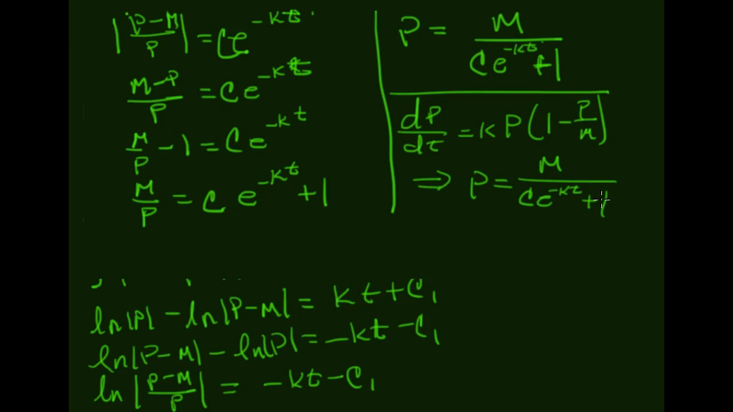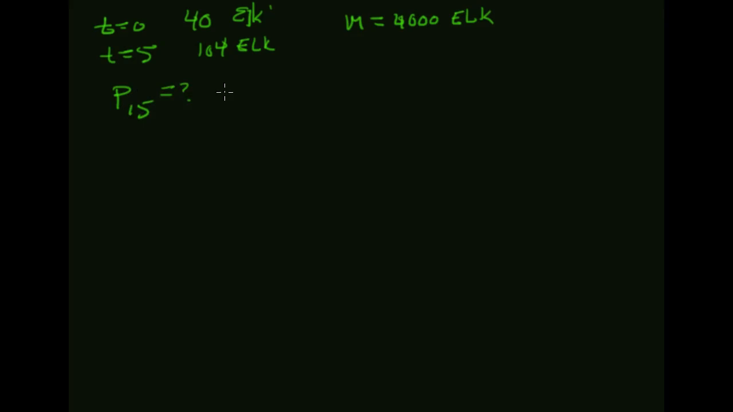Okay, so how the heck do you use this thing, right? So let's take a look at that. All right, so let's say we're on a reservation, and at time 0, there are 40 elk in this reservation. And that 5 years later, there are 104 elk on this reservation, and we assume that the carrying capacity of the reservation is 4,000 elk. So lots of elk, right? So the question is, where's the population going to be after 15 years?